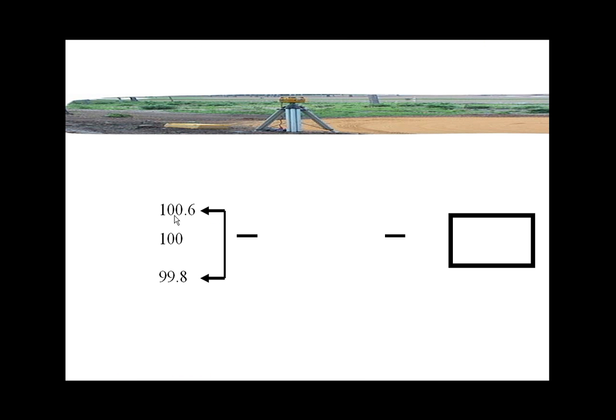The next one, we've got 100.6. How far is that away from 100? 0.6. We put that there. How far is 99.8 away from 100? 0.2. So 6 plus 2 is 8. 6 over 8 is 3/4, or 75%. So it's going to be 75% away from 100.6.